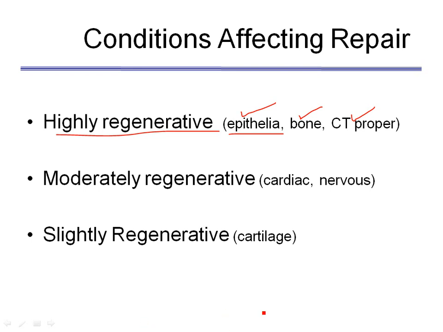Cells that are moderately regenerative are some types of nervous tissue cells and some cardiac muscle tissue cells. Again, it depends on the extent of the damage. Things that are slightly regenerative are cardiac tissue and skeletal muscle tissue.